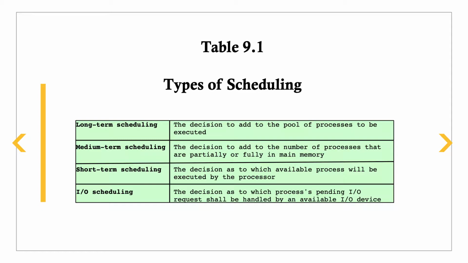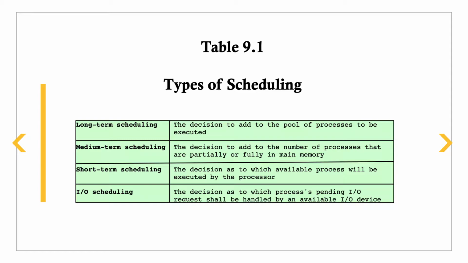Now, when we talk about scheduling, we've got four main categories of scheduling that we tend to talk about. We have long-term scheduling, which is, are we going to add to the pool of processes to be executed, right? So we have all the processes that can be executed. Do we want to add another process to that pool of processes? Medium-term scheduling is the decision to add to the number of processes that are partially or fully in main memory, right? So, we have to have something loaded up into memory for it to run. Medium-term scheduling says, look, when do we load something up into main memory?